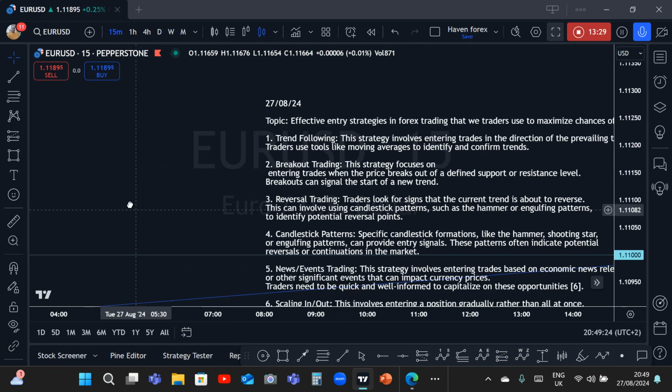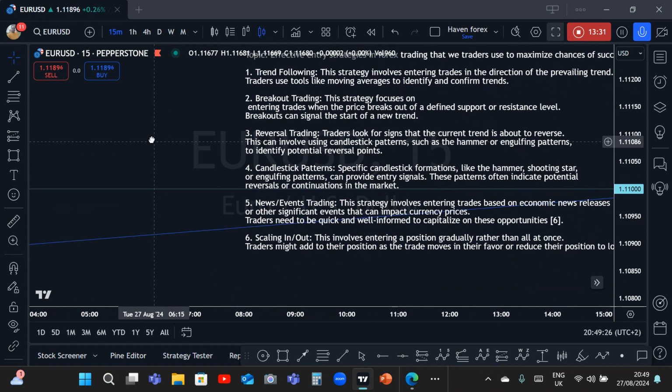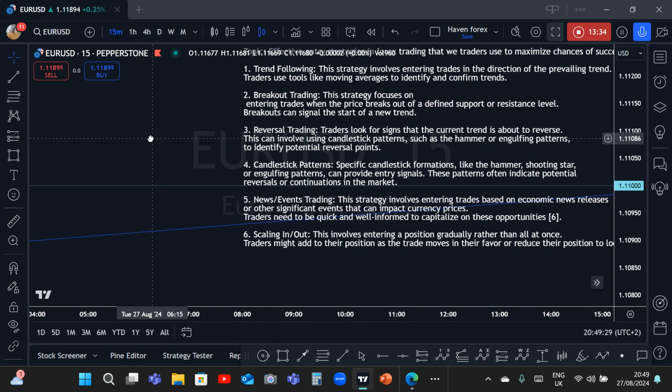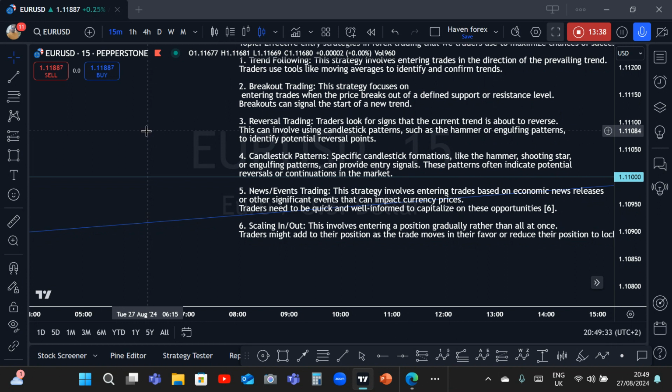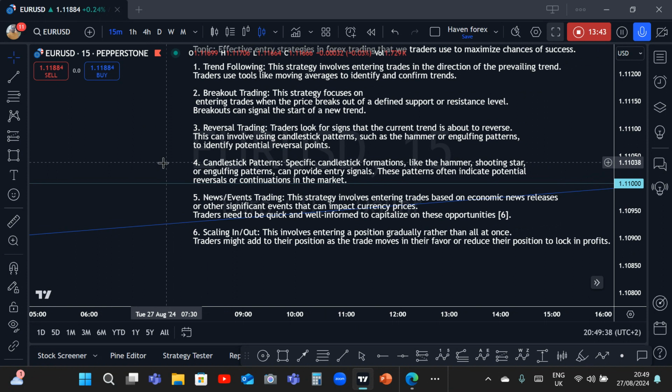Another thing is that we have candlestick patterns. All right, this candlestick pattern, specific candlestick formation, like the hammer, which I've just mentioned, the shooting star, or engulfing patterns can provide entry signals. These patterns often indicate potential reversals or a continuation in the market.